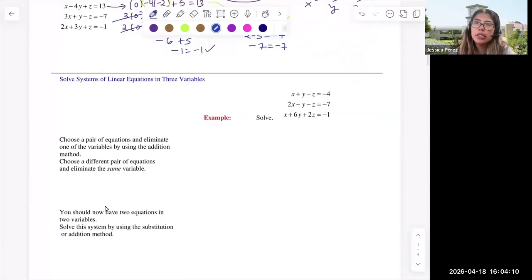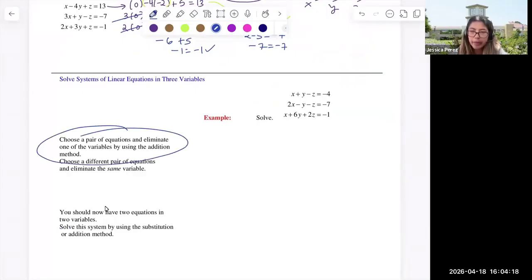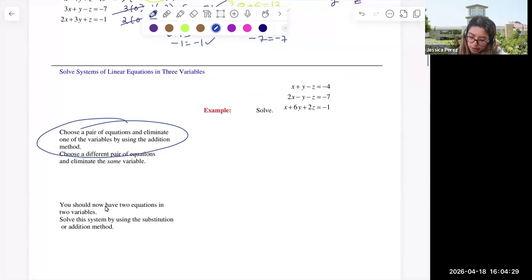Now, the way that we solve a system of 3 equations and 3 unknowns is we choose a pair of equations to eliminate one of the variables by using the addition method. So we are going to be combining 2 equations. What I like to do is I combine equation 1, equation 2, and equation 3. You grab a pair, so you grab equation 1 and equation 2. And you want to pick which variable you want to cancel. So you always want to stick with eliminating the same variable.